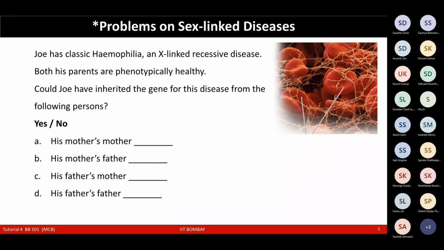So just based on this, answer these questions. If that person has hemophilia, is it possible that he has inherited this disease from his mother's mother? Yes or no? Yes. B part, his mother's father. Yes. His father's mother. No. His father's father. No.